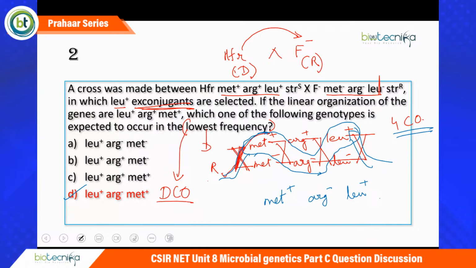I hope, Akshata, you understood. If you guys have any doubt or confusion here, please write it down and we can discuss during the Zoom session.